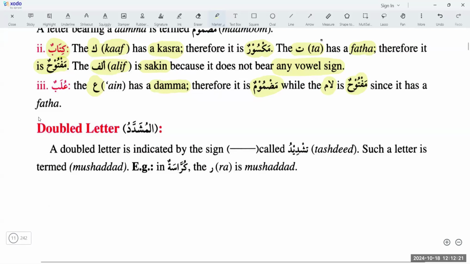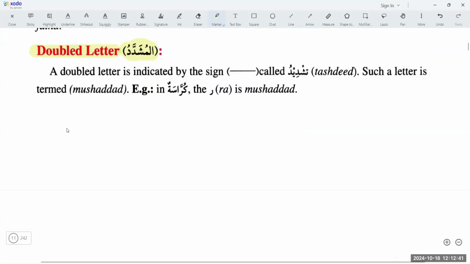There is another term used in Arabic, al-mushaddadu. We use it: al-mushaddadu, doubled letters. In English, we can use the term doubled letters. A double letter is indicated by the sign tashdidun.